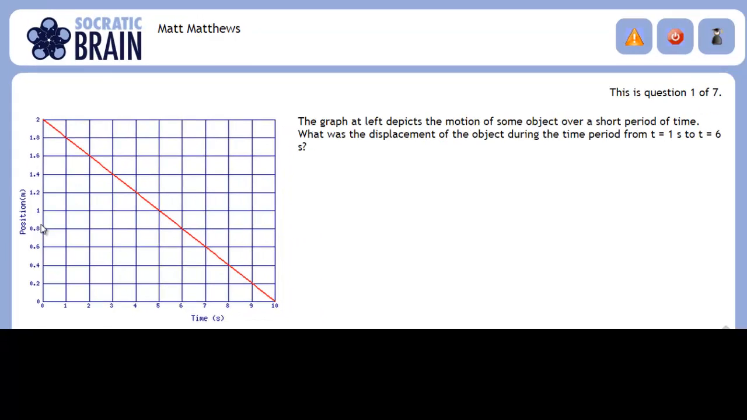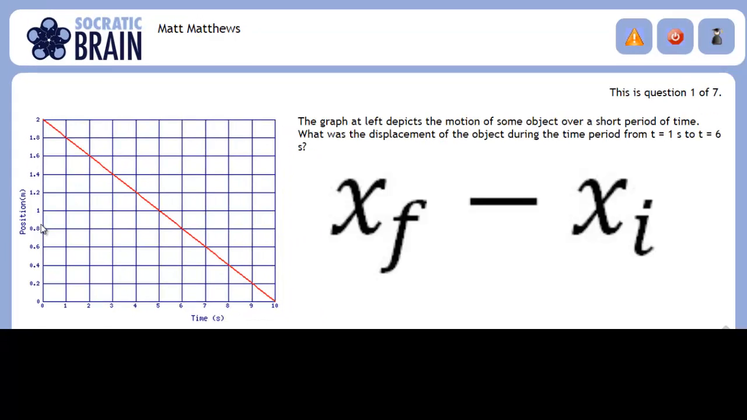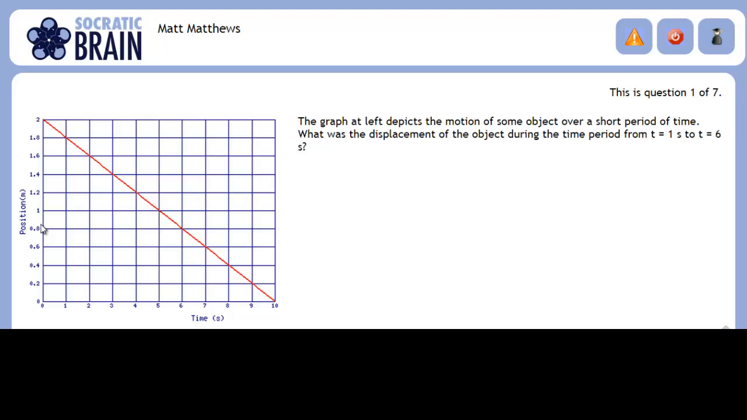A nice little trick: if you always do the final position minus the initial position, you'll get the sign right every time. In this case, negative slope, negative displacement should make sense.